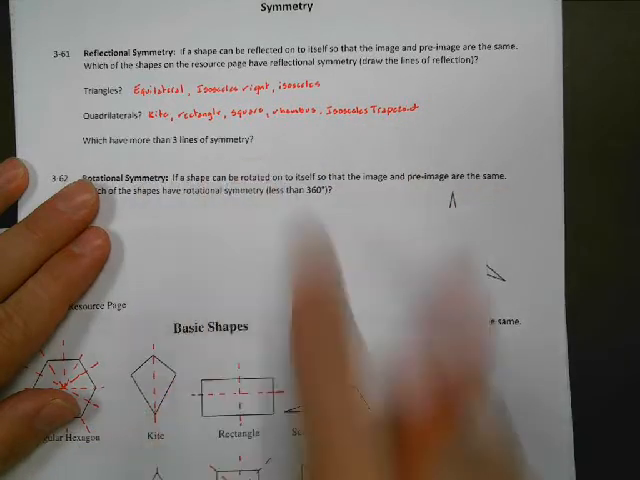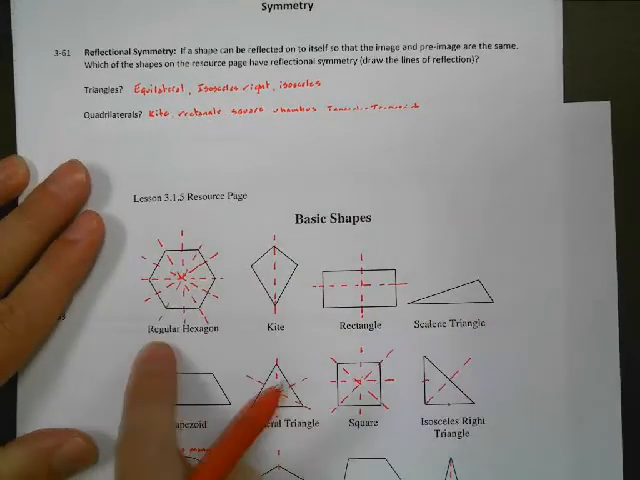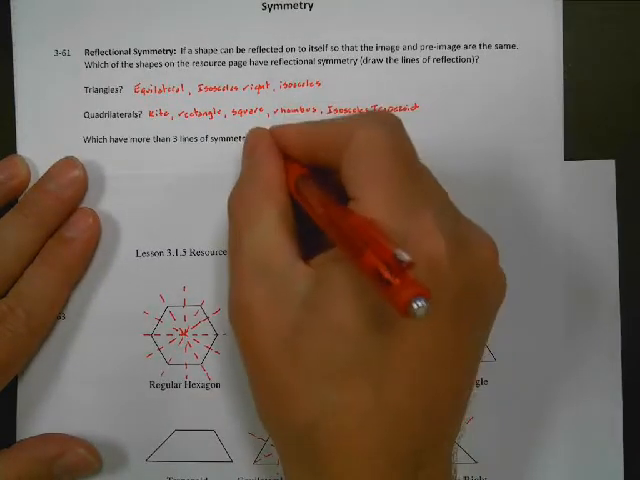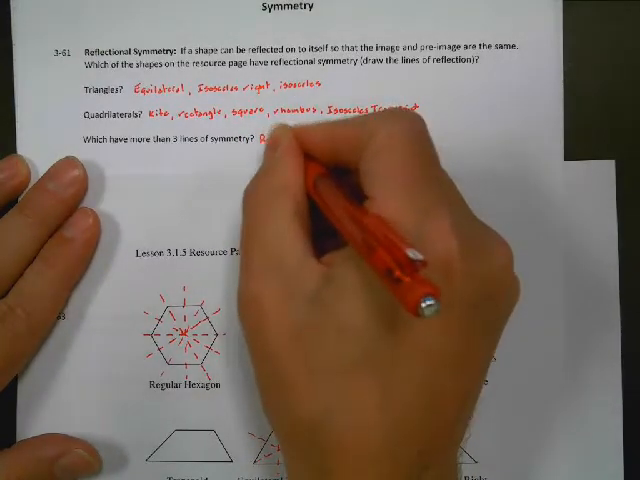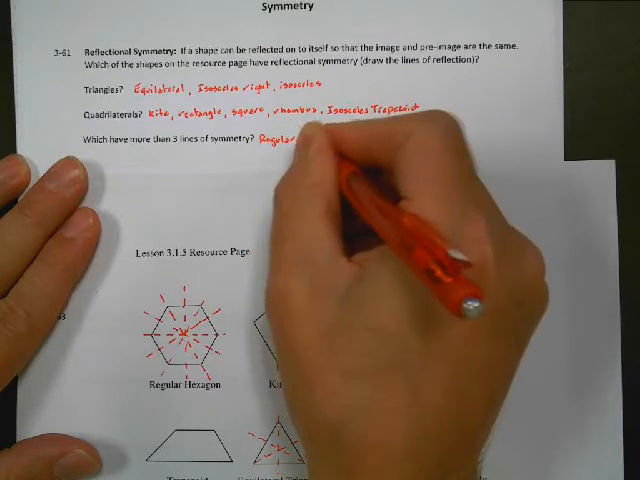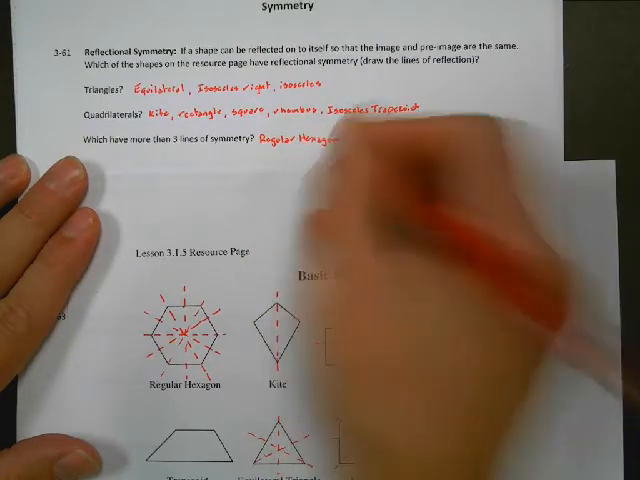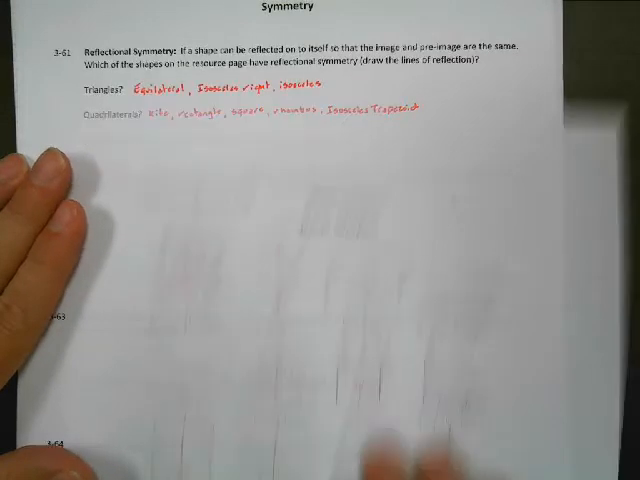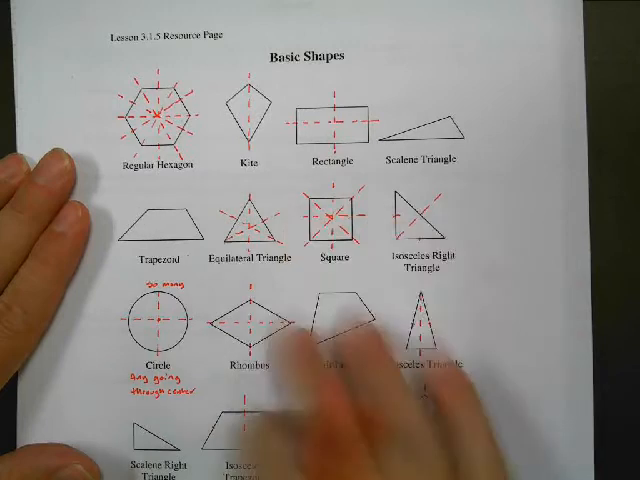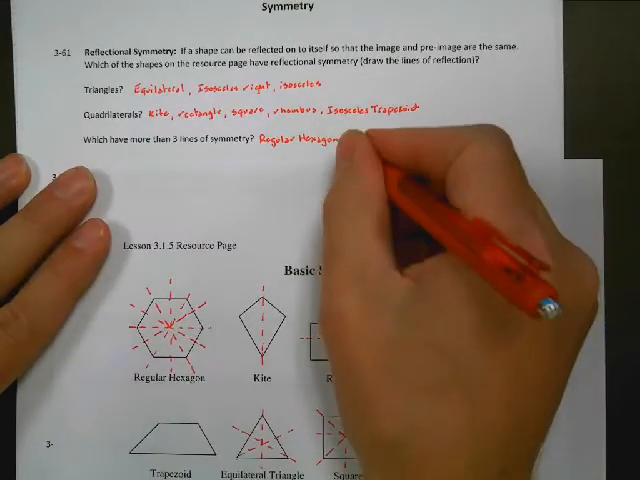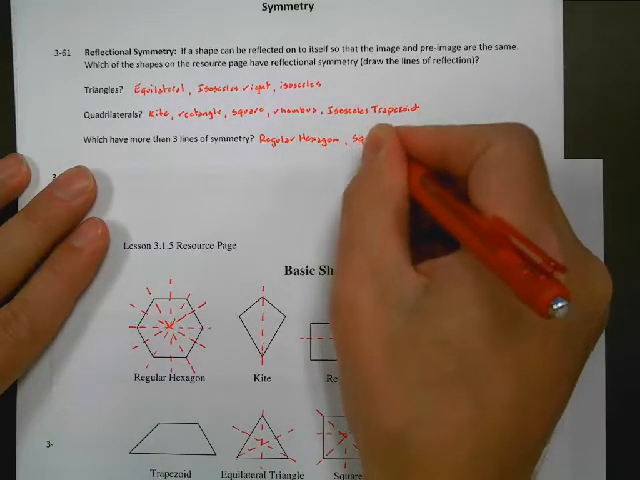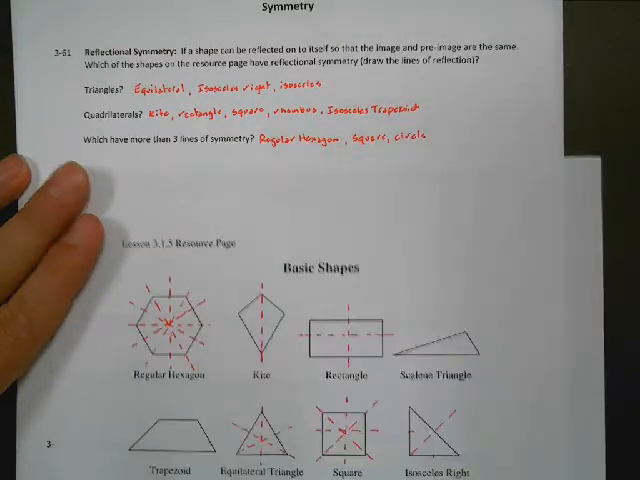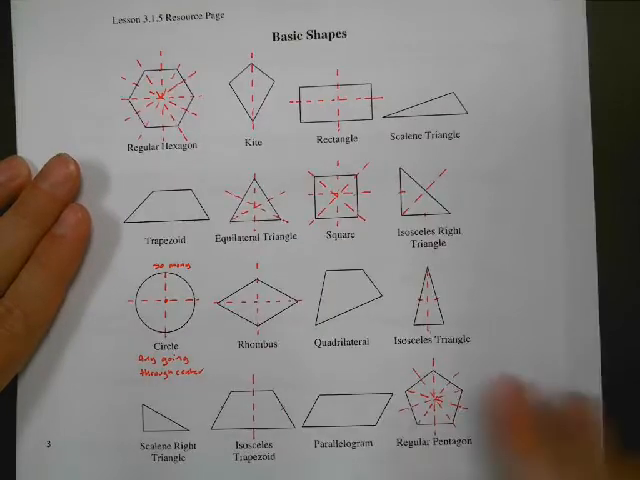All right, which ones have more than 3 lines of symmetry? Well, this regular hexagon has more. It had 6. What else did? That's only 2. That's more than 3. So more than 3. A square had 4 of them. A circle had so many. You can even write them all. And a regular pentagon.